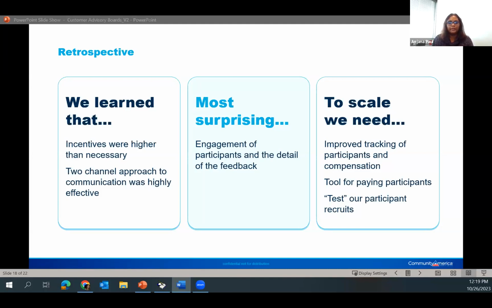So when we put up an activity in our Slack channel and then sent an email, within, I would say, an hour of the email, we got over 70% of the responses done.